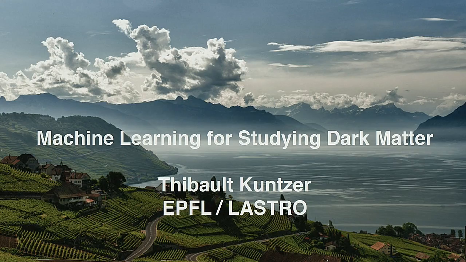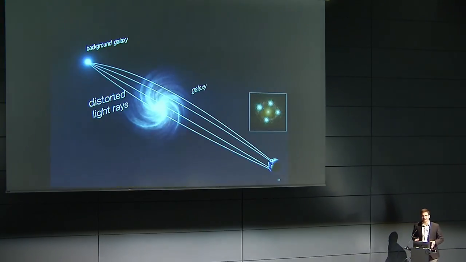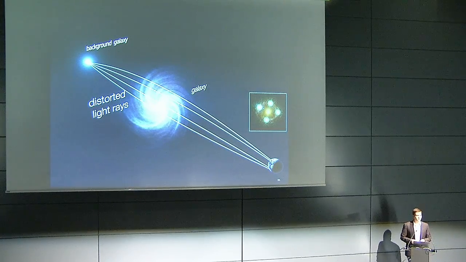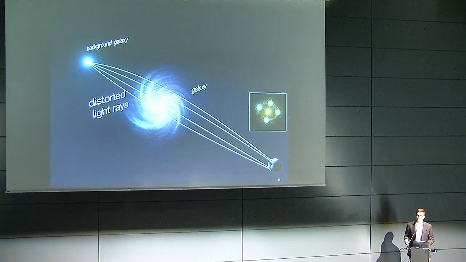Hello. So I'm going to talk about machine learning for studying dark matter. So you might know that light always takes the shortest path. However, the shortest path in the universe isn't always straight. Massive objects, like a heavy galaxy, can bend light rays. If the conditions are just right, you can even see multiple images of the same object. This is called gravitational lensing.